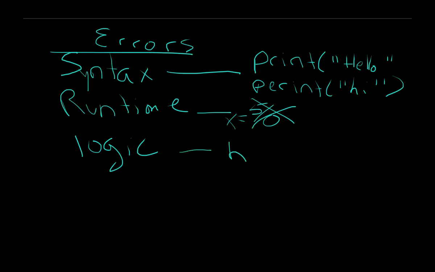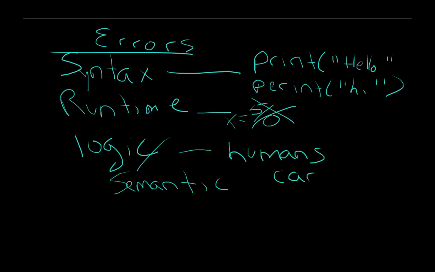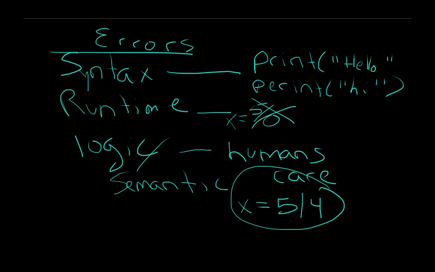The logic errors, these may also be called semantic errors. You might see that vocabulary. The computer doesn't actually care about these at all. Humans care about these. So this would be something like, let's say you were supposed to multiply and instead you divided. This is going to be fine. The computer is going to give you the answer, but it's going to be the wrong answer. So the computer doesn't care at all about logic errors. Everything runs just fine. But when you look at your output, it's not logical. It doesn't make any sense to the humans.